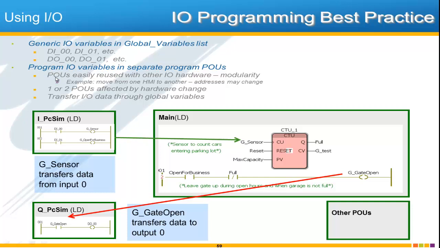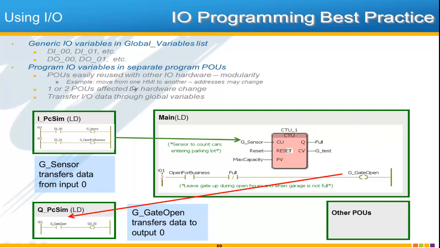The first reason is so that the POUs can be easily reused with other I/O hardware. If you start putting specific addresses for specific modules into all of your different POUs, it's going to be very difficult to reuse that code in another project, and you're thereby really reducing the benefits of using IEC 61131, which is the modularity of your programming regardless of the hardware that you use.